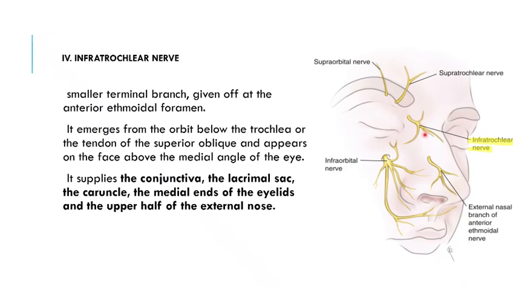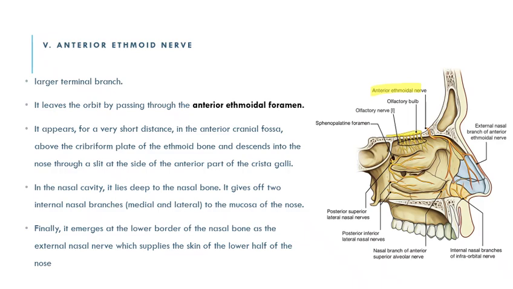It supplies the conjunctiva, the lacrimal sac, caruncle, medial ends of the eyelids, and the upper half of the external nose. The anterior ethmoidal nerve. It is the largest terminal branch. It leaves the orbit by passing through the anterior ethmoidal foramen.